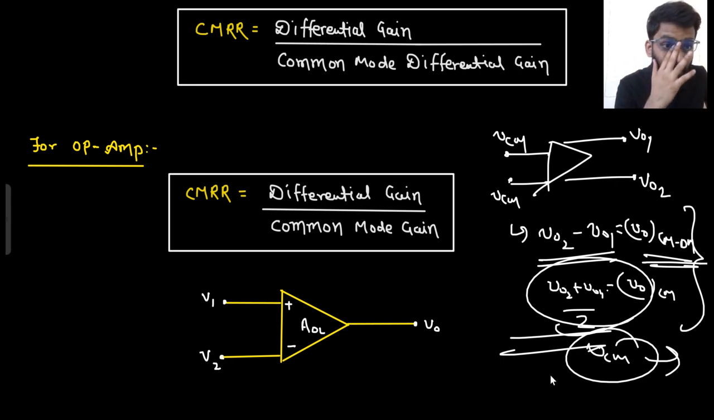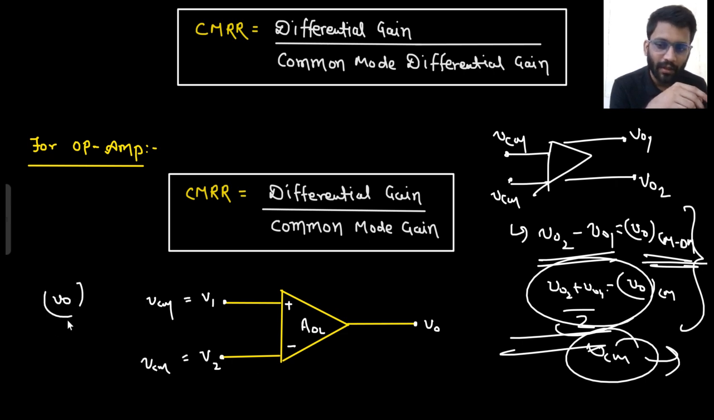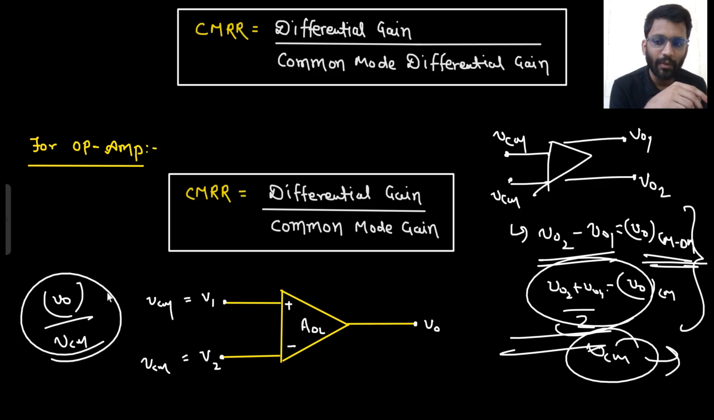So simply, what will be your common mode gain? You apply V1 as VCM, you apply V2 as VCM, you calculate your output and divide by VCM. That will be your common mode gain. That's it. Common mode gain would be you apply V1 as VCM, V2 as VCM and get V0. So V0 by VCM, that would be your common mode gain.